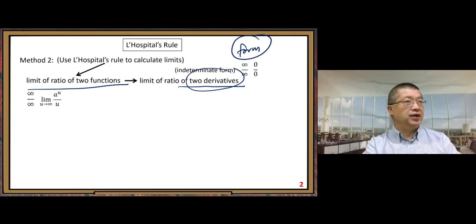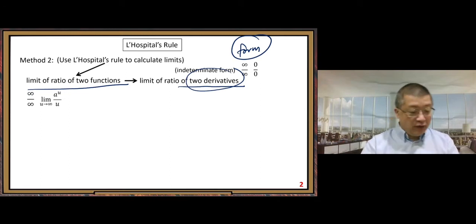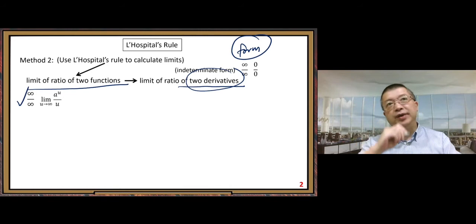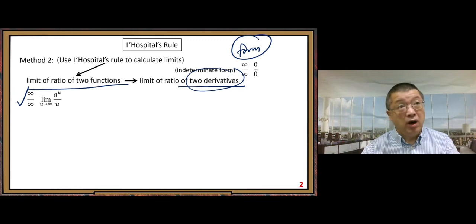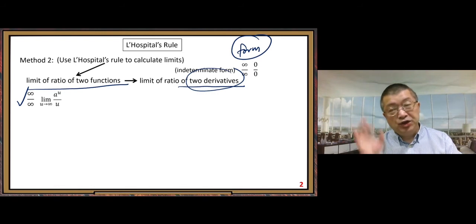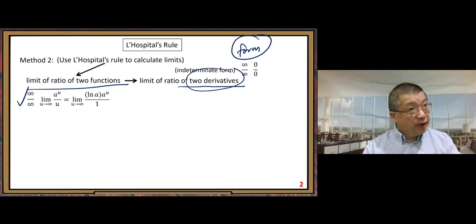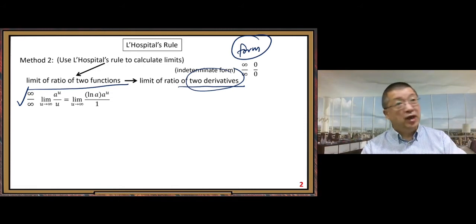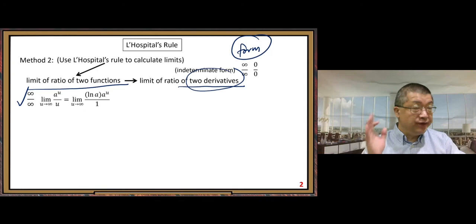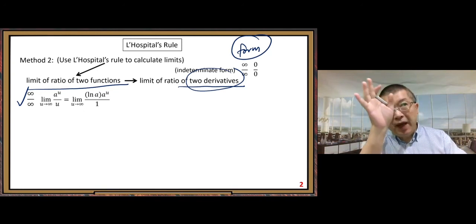So let's take a look. We check the form is correct, so we can apply L'Hopital's rule. Otherwise, you cannot apply it. It will be wrong. If it's not infinity over infinity or a determinate form, later I will show you some examples so you can see it. So now we just apply L'Hopital's rule right here. Derivative of the numerator. You can find the formula. You do not need to memorize it. You can easily find the derivative of that a to the u function.